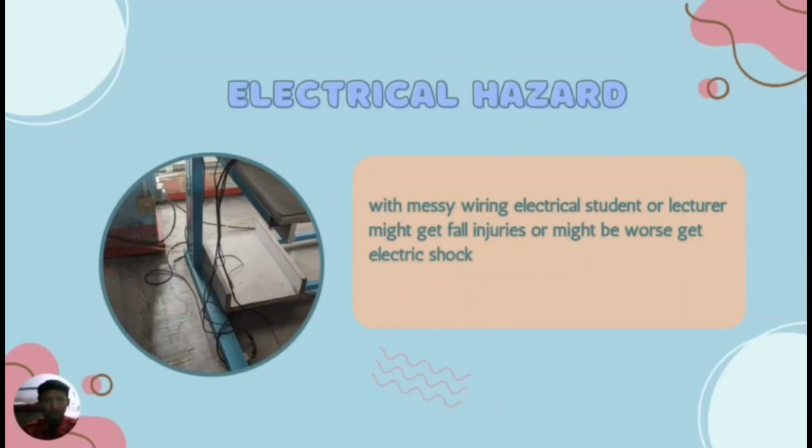So the next hazard is electrical hazard. From what we can see in the slide, there is messy electrical wiring. So the student or lecturer might get a fall injury because their leg gets stuck. The worst thing is they can get an electric shock.